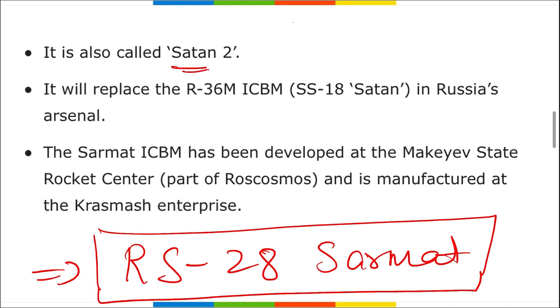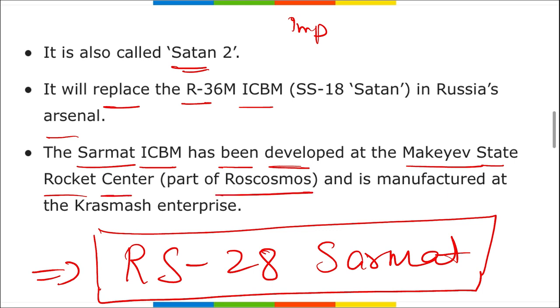You have to remember this name, important. It will replace the R-36M ICBM in Russia's arsenal. The Sarmat ICBM has been developed at the Makeyev State Rocket Center, which is a part of Roscosmos. This is the space agency of Russia.